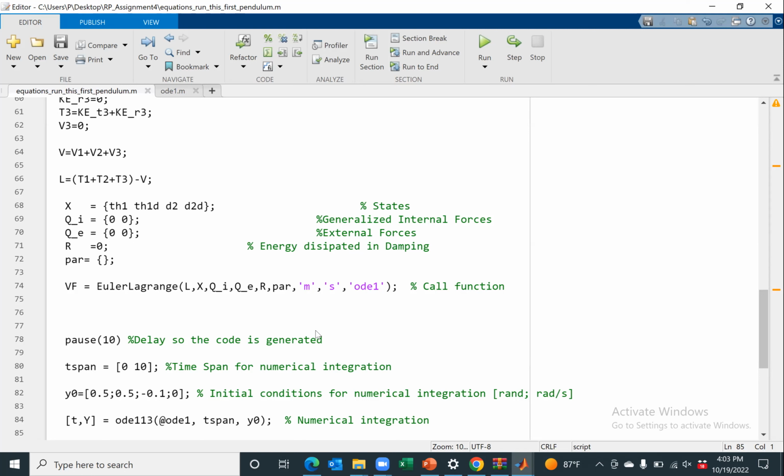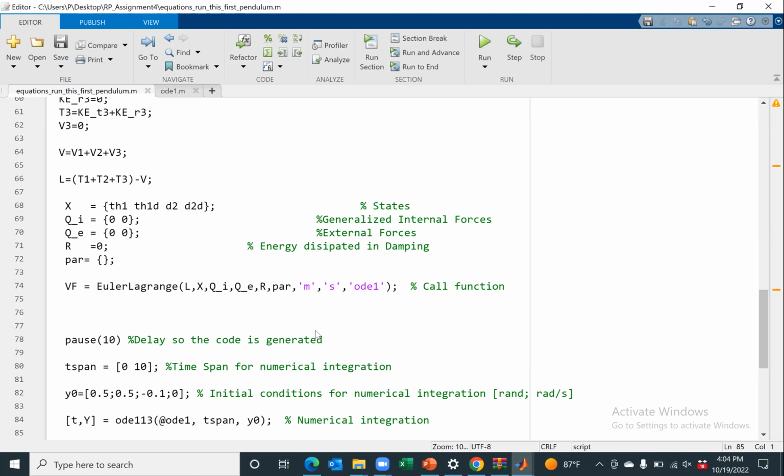So this is theta 1 in radians, theta 1 dot in radians per second, d2 the displacement, and d2 dot, which is the velocity of the second joint. Everyone understood this? This is theta 1, theta 1 dot, d2 and d2 dot. Can you see there are 4 states? That's why you need 4 initial conditions. Are you with me so far? Okay.